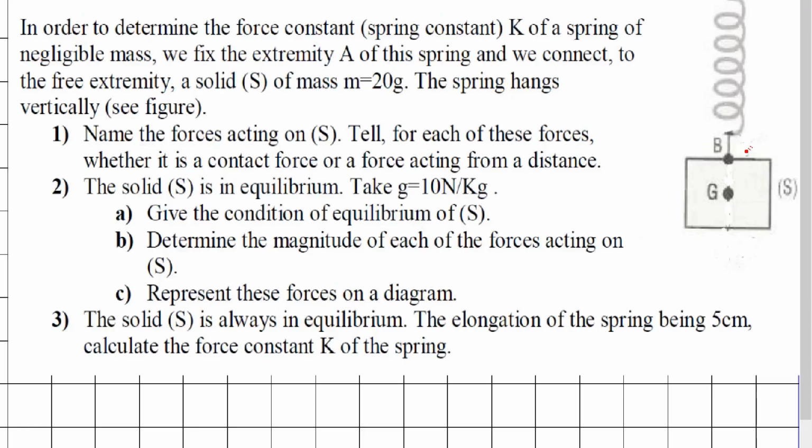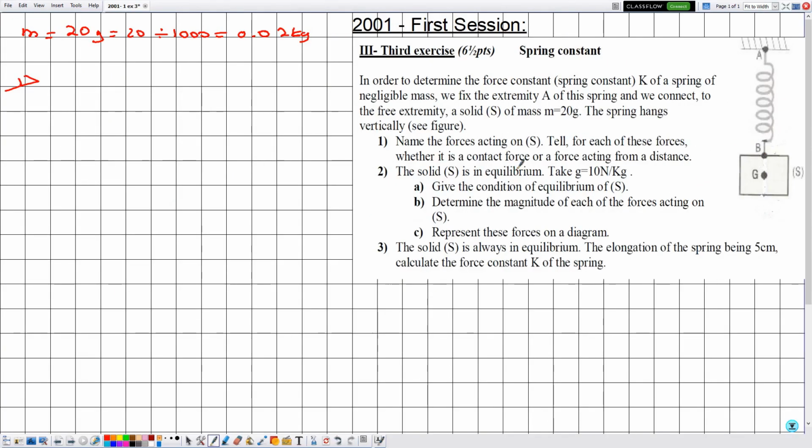Now here, because the solid S has a mass, then it will be subjected to the weight, which is vertically downward. And because we have a spring, then it will be subjected to the tension force, which is along the string upward. Then the forces are given by the weight W and the tension T.